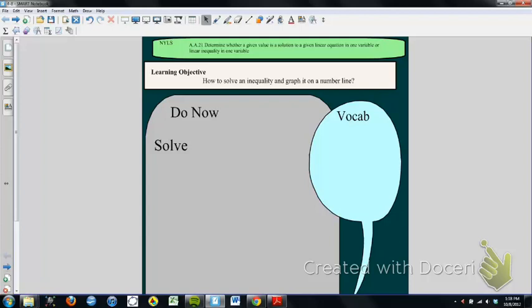Okay, we're going to go over how to solve an inequality and graph it on the number line. We're using the New York State Learning Standard Integrated Algebra, the 21st Algebra Standard, determine whether a given solution is a solution to a given linear equation in one variable or a linear inequality in one variable. So we're going to focus today on the linear inequality part of that standard.